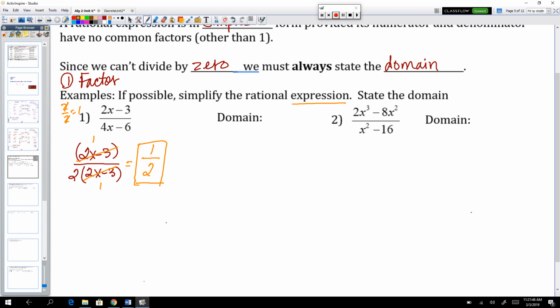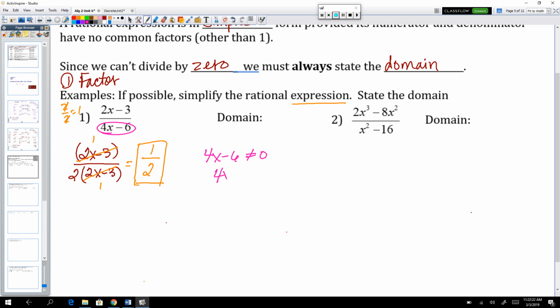Now, for the domain statement, we need to go back and look at the denominator and make sure that there's no way we could possibly ever divide by 0, because that's a no-no. And there are certain values of x that would cause division by 0, and we just need to make sure that that never happens. So if we look at the denominator, let's go back and look at the original denominator for simplicity's sake. There is a value of x that would cause a division by 0. 4x minus 6 is not allowed to be 0.